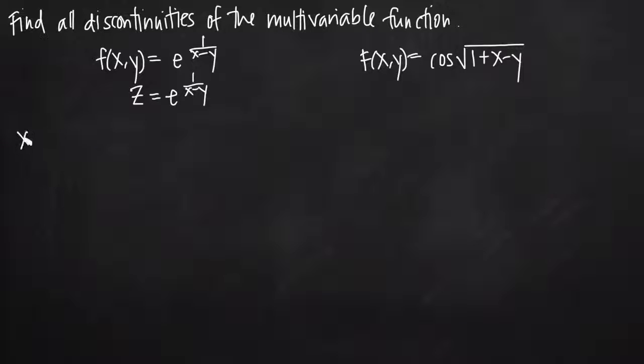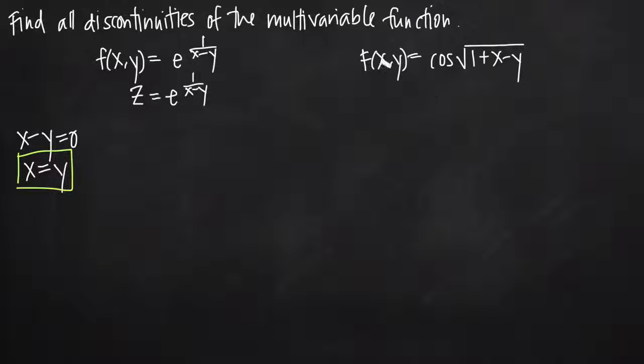So we can say x minus y is equal to 0, and if we solve this, we get x equals y. So when x equals y, 1 over x minus y is going to be discontinuous. And when that's discontinuous, e to the 1 over x minus y will be discontinuous. So this function is continuous everywhere except when x is equal to y.